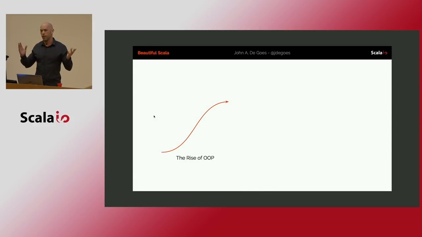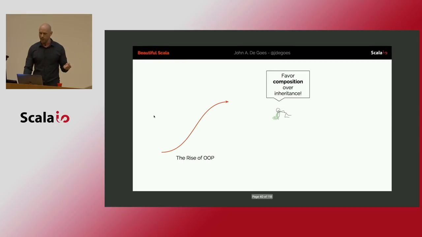So OOP rose to new heights and became the dominant paradigm of the 20th century, even the 21st century, actually. But then something strange happened. Object-oriented programmers began to say funny things like favor composition over inheritance, stop inheriting, start composing. And they said things like favor immutable data over mutable data.